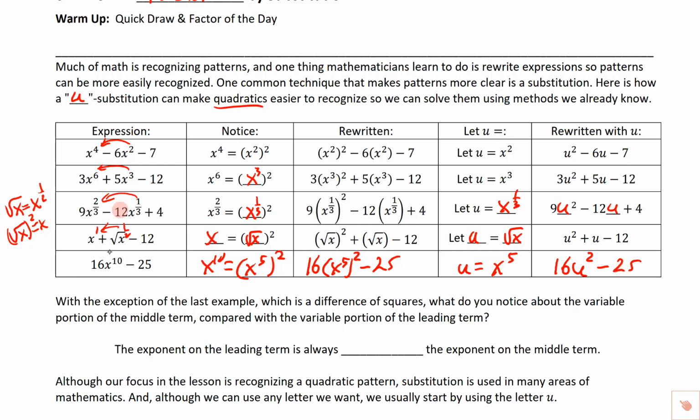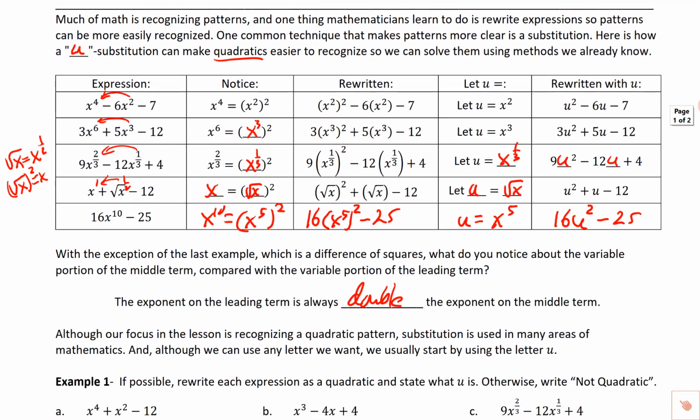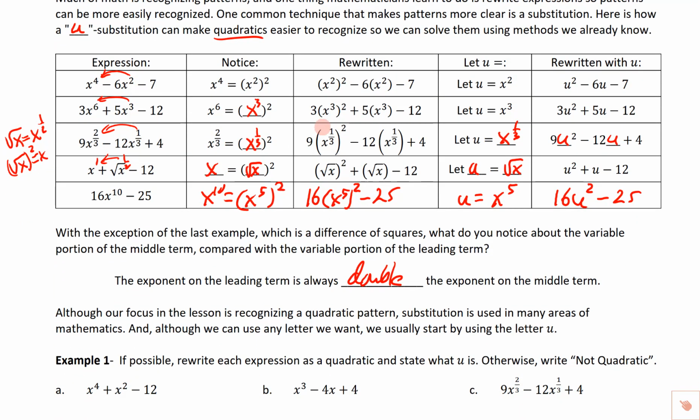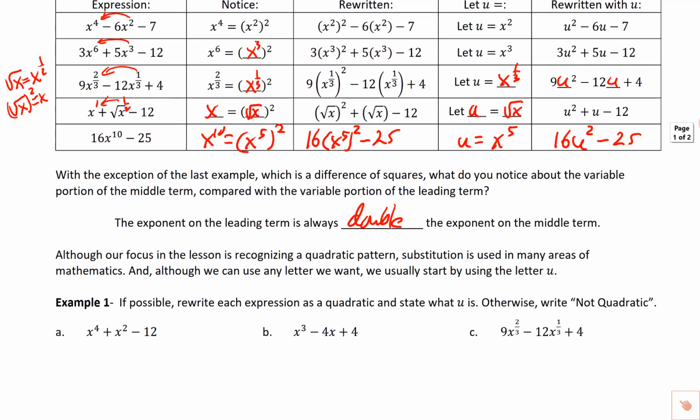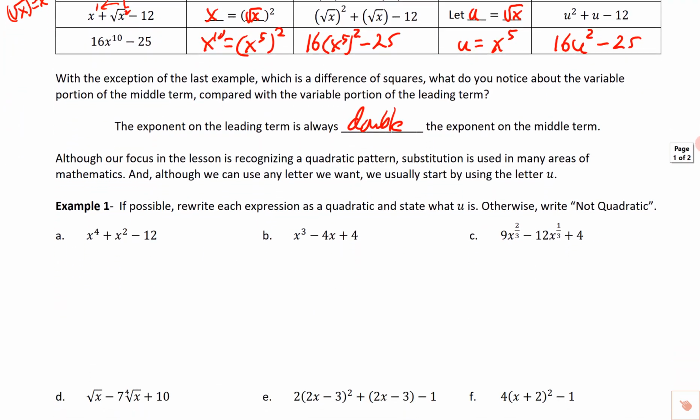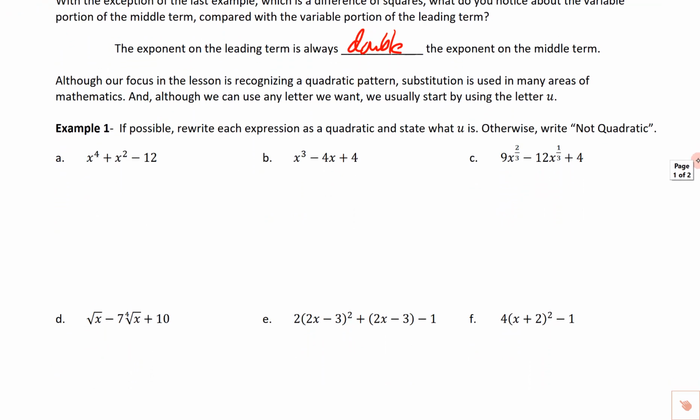So again, with the exception of the last one, these are all trinomials. And you'll notice that we take that variable expression here, double it, and we get the first variable expression there. So the exponent on the leading term is always double the exponent on the middle term, and that's the key to doing these. So we've basically done 5 problems like this already, and we're going to focus on a quadratic pattern as we work through this assignment.